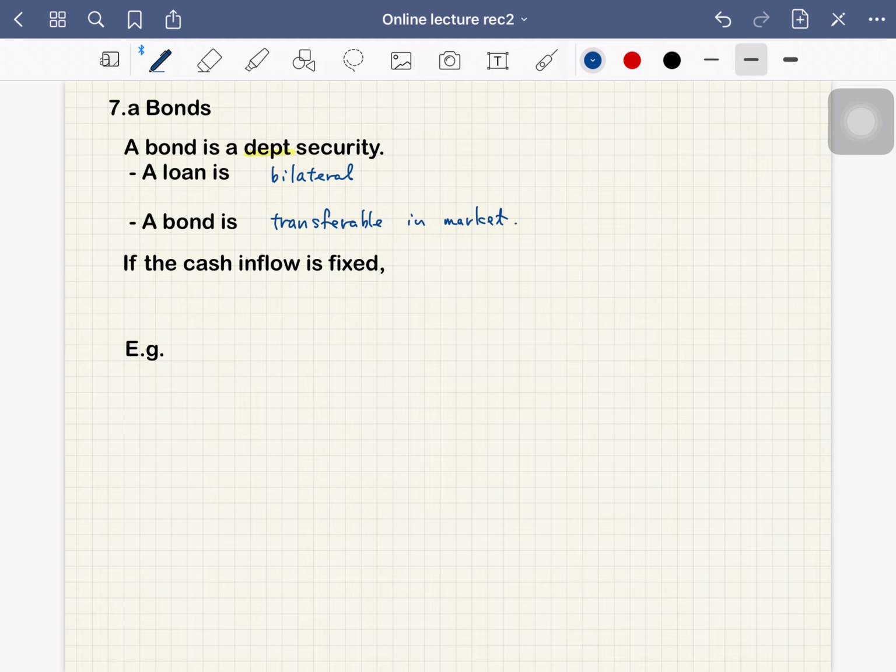The one important concept for bond is if the cash inflow is fixed, for example, the amount paid at maturity is fixed, then a higher price or a higher present value, we can say, implies a lower yield or interest rate.